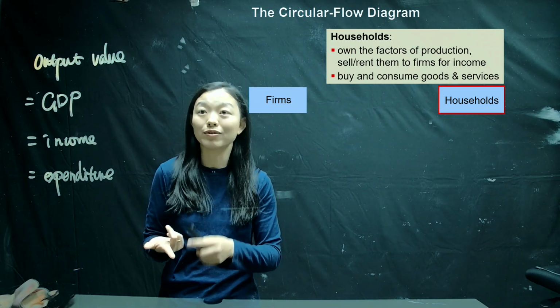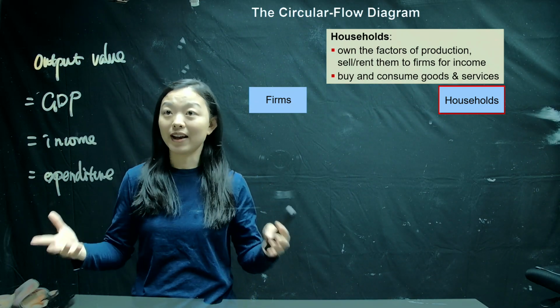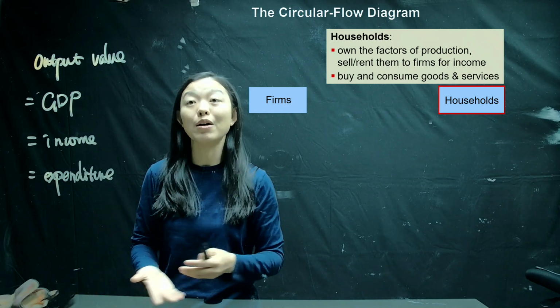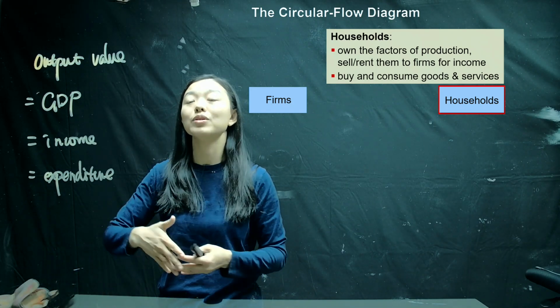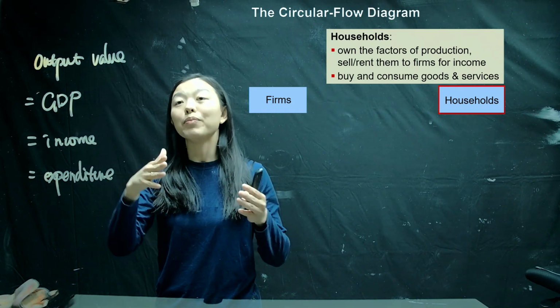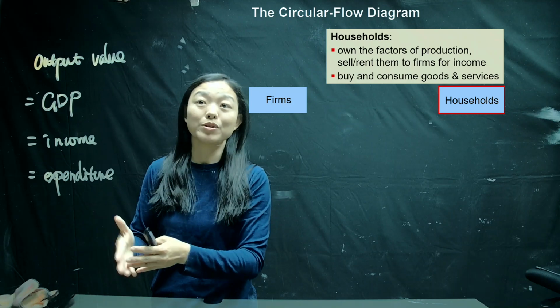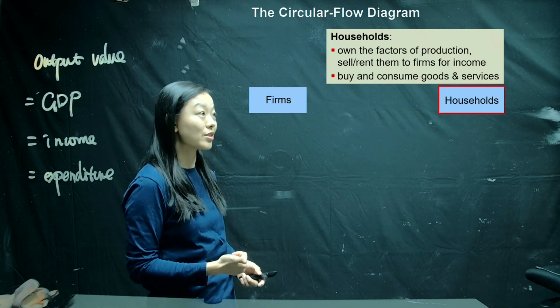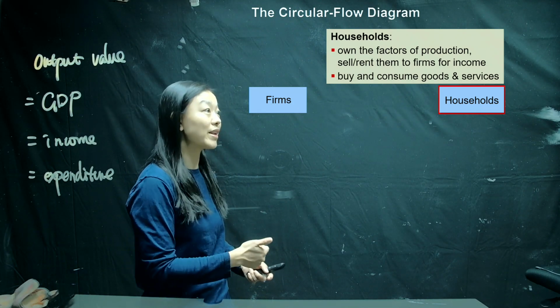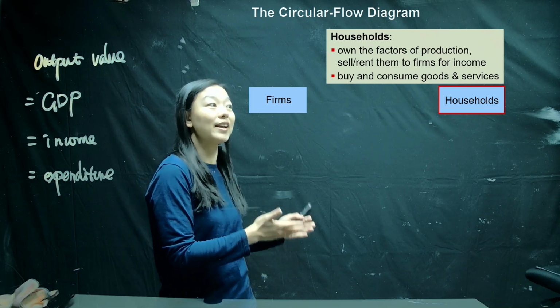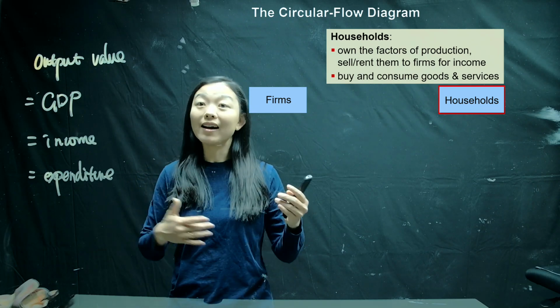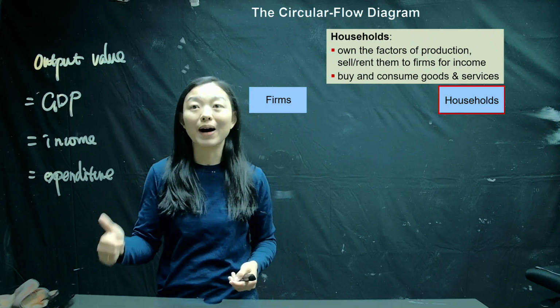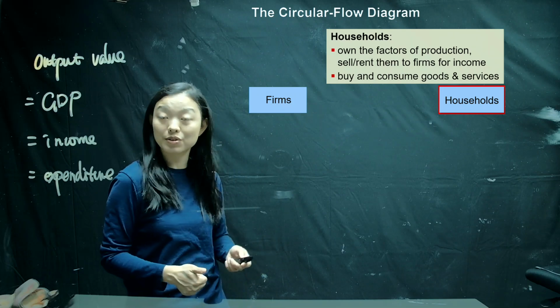So households can offer labor. Households will have land that can be rented to the firms. Households will have capital that can also be borrowed by firms. So we would say the households own the factors of production, and they can sell or rent those factors of production for income. And on the other hand, households will also buy and consume goods and services.